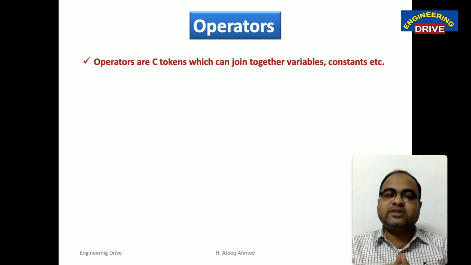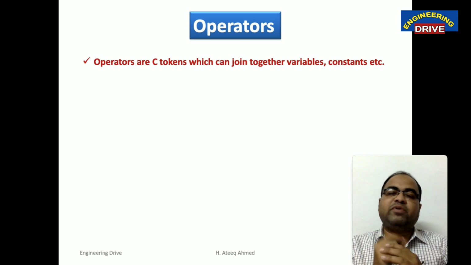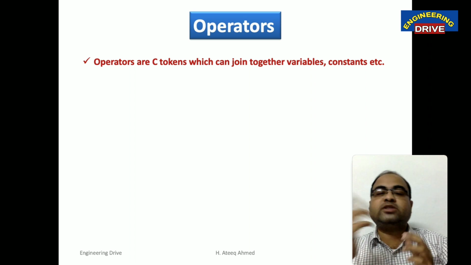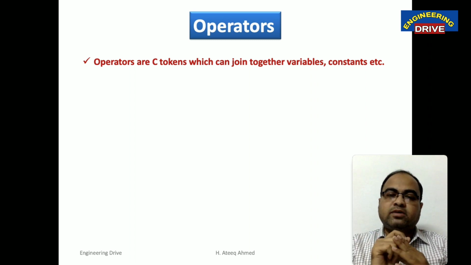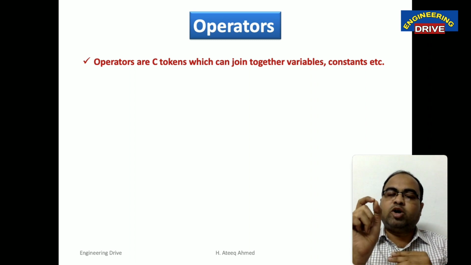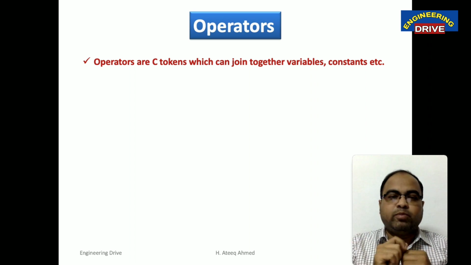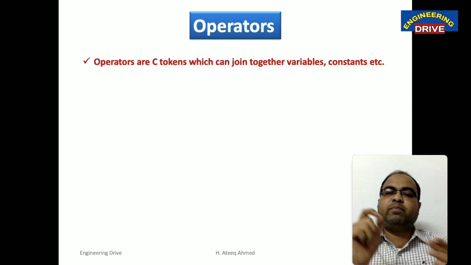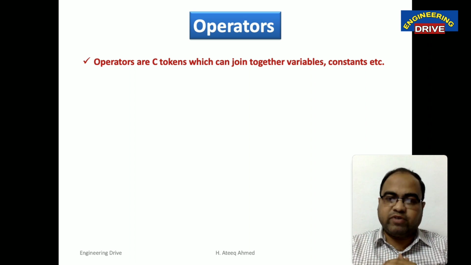So dear students, an operator is nothing but something which can join together variables or even constants also, which means A plus B into 3. So here plus is an operator, multiplication is also an operator. Then A, B are variables, 3 is a constant. So this is the operator definition.